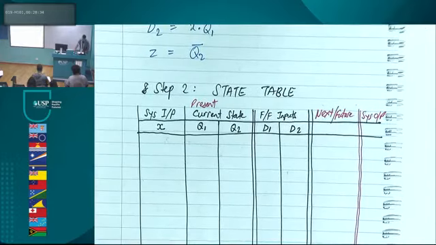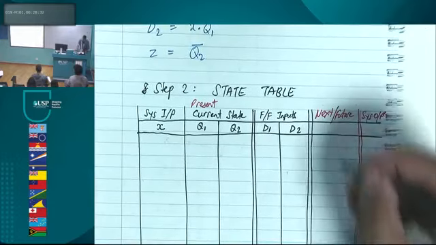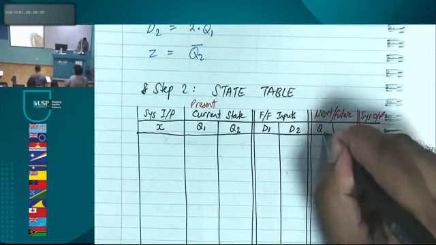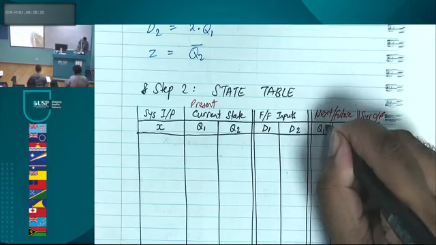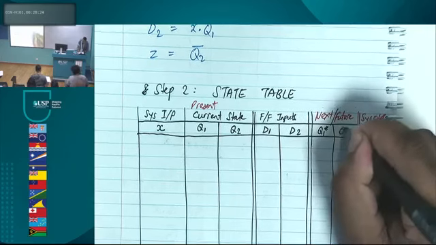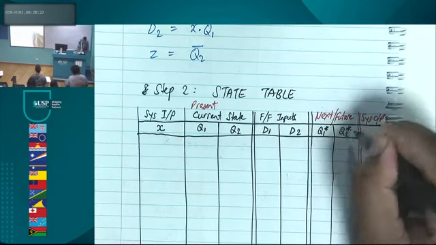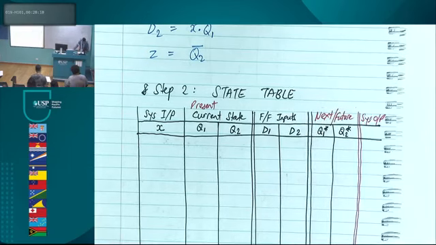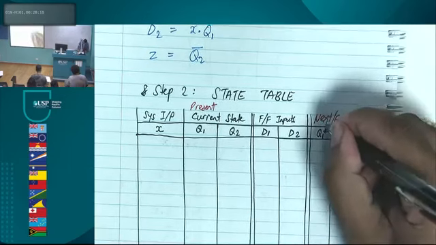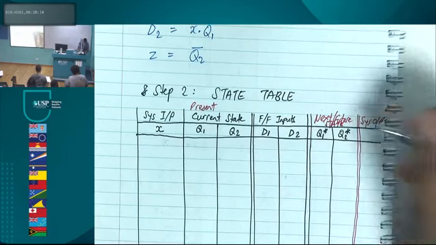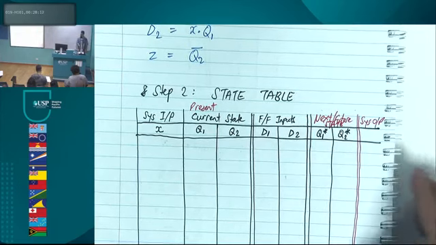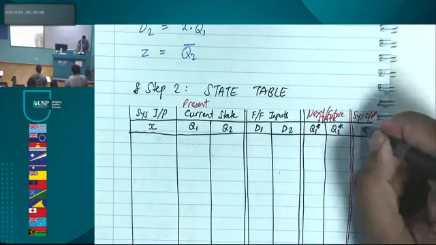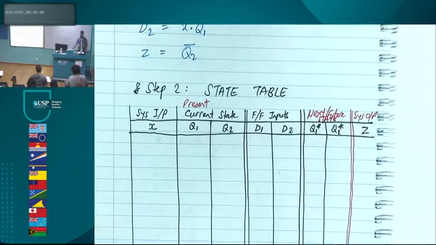I hope it's visible. Okay, future state. How many flip-flops do we have, guys? 2. What are we going to write over here for future state? Q1 star, Q2 star. Next or future state. System output. Do we have a system output, guys? Yes, and what is our system output? Z.